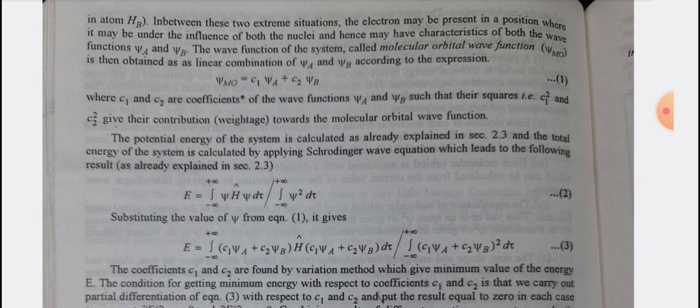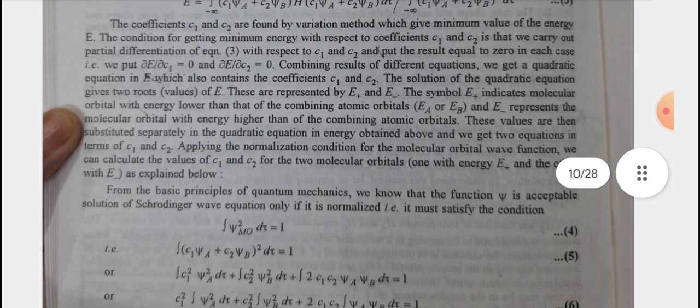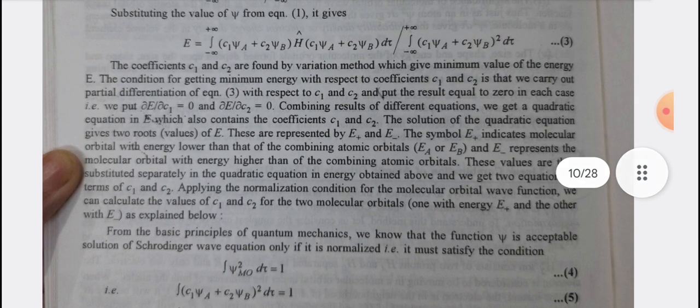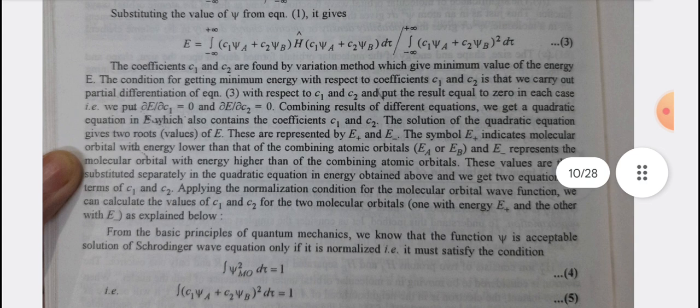Substituting the value of psi from equation 1, it gives E equals the integral from minus infinity to plus infinity of (C1 psi A plus C2 psi B) H (C1 psi A plus C2 psi B) d tau, divided by the integral from minus infinity to plus infinity of (C1 psi A plus C2 psi B) whole square d tau. That is equation 3. The coefficients C1 and C2 are found by the variation method, which gives the minimum value of the energy E.